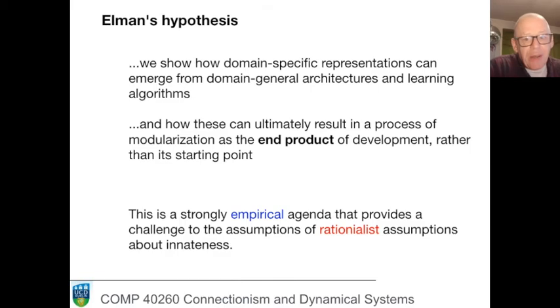Here's the kind of language Jeff Elman uses in discussing this. He says, we show how domain-specific representations can emerge from domain-general architectures and learning algorithms, and how these can ultimately result in a process of modularization as the end product of development rather than its starting point. Notice how the language has changed here.